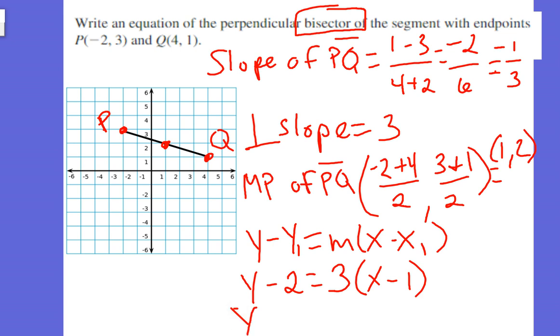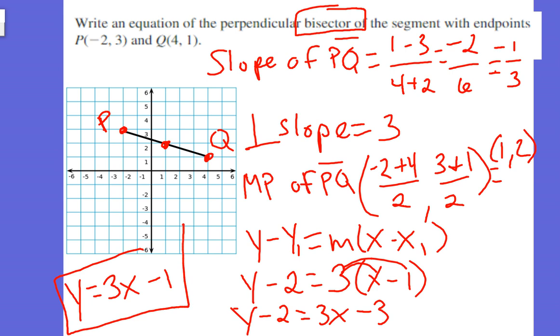Let's go ahead and put this into slope-intercept form. So we have 3x after I distribute, minus 3. And then lastly, I'm going to add the 2 over to the right side. So y will equal 3x, and then -3 plus 2 is -1. And that will be the equation, with its y-intercept, of the line that is a perpendicular bisector through PQ.